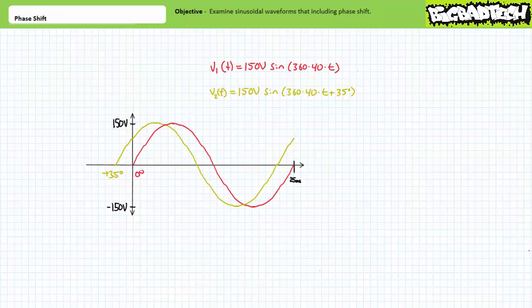Given V1 and V2 are in all aspects other than phase shift identical to one another, it is immediately evident that V2 zero crossing going positive is 35 degrees in front of V1 zero crossing going positive, and V2 can be said to lead V1 by 35 degrees. Conversely, given V1 zero crossing going positive is 35 degrees behind V2 zero crossing going positive, it can also be said that V1 lags V2 by 35 degrees. Both statements, V2 leads V1 by 35 degrees and V1 lags V2 by 35 degrees, are simultaneously true, being merely different ways of saying the same thing.